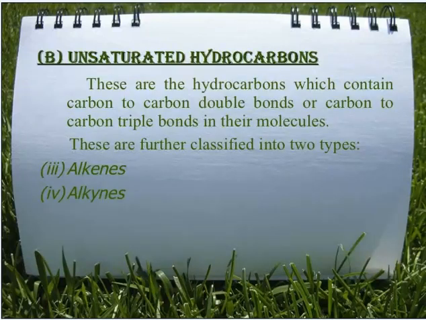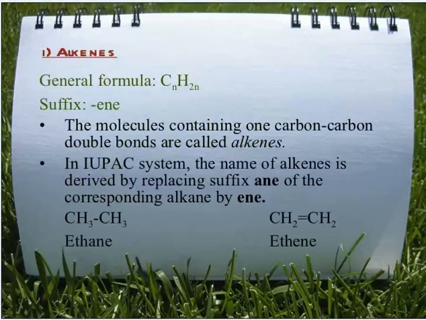Unsaturated hydrocarbons are classified into two types, alkenes and alkynes. Alkenes: general formula is CnH2n, suffix is ENE. The molecules containing one carbon-carbon double bond are called alkenes. In the IUPAC system, the name of an alkene is derived by replacing the suffix ANE of the corresponding alkane by ENE. For example, 2 carbons in alkanes means ethane, but in alkenes means ethene.